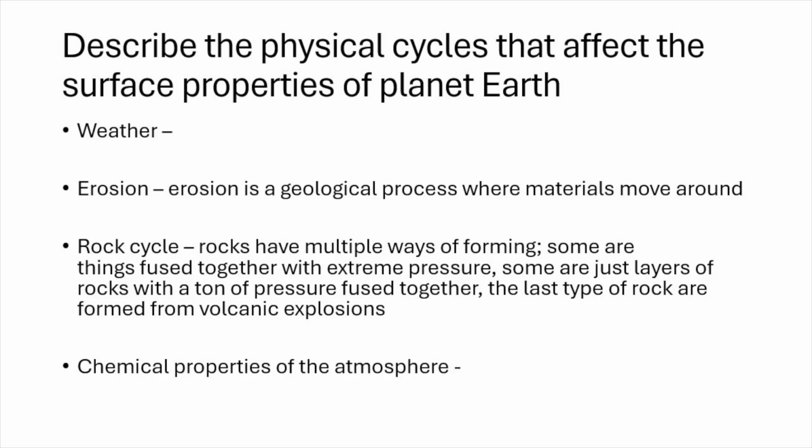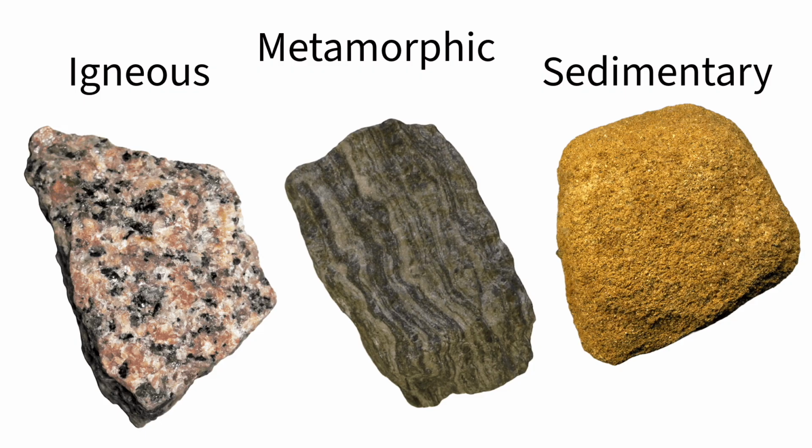are just things fused together with extreme pressure. Some are just layers of rocks with a ton of pressure fused together. And the last type of rock is formed from volcanic explosions, like the magma when it flows down and hardens. We move on. Igneous, metamorphic, and sedimentary.